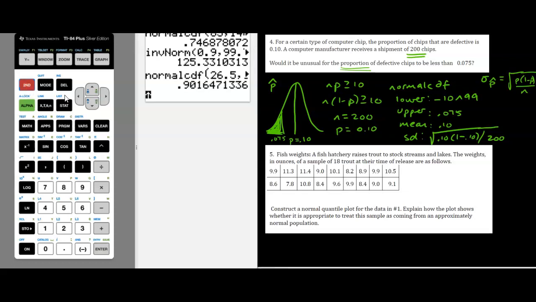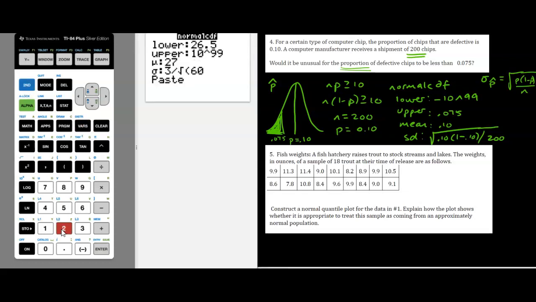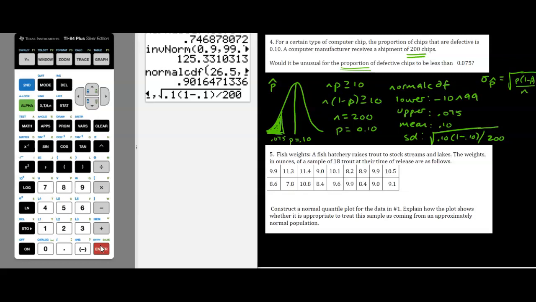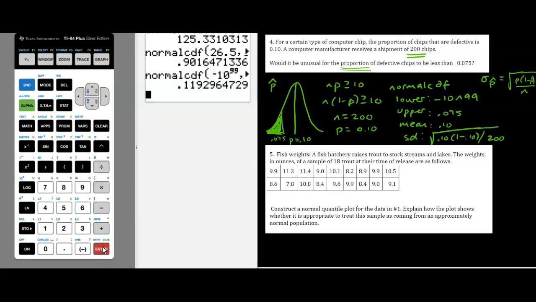So we say second vars, normal CDF, lower bound we said was negative 10 raised to the 99th. Upper bound is 0.075. The mean is 0.1, and the standard deviation is, let's see if we can do this all at once, the square root of 0.1, then I say parentheses, 1 minus 0.1, close those parentheses, and then say divided by the sample size. And I could leave it just like that, paste it in, so you can see it's all underneath that square root, and then I press enter.